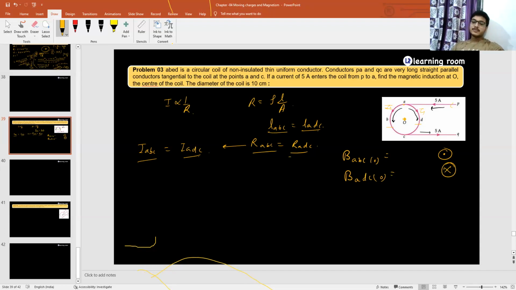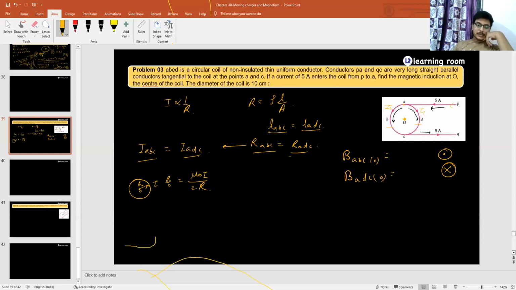So what is the formula? Okay, one more thing before the formula, I need to tell you something. Now see here, when we take a whole circle, current carrying conductor I, radius R, B at center O we write as mu naught I by 2R. Yes or no?